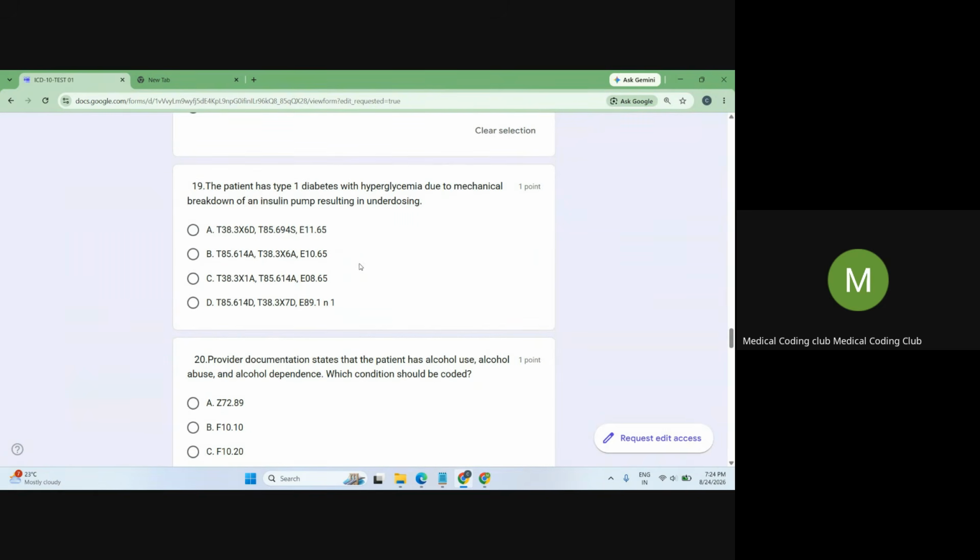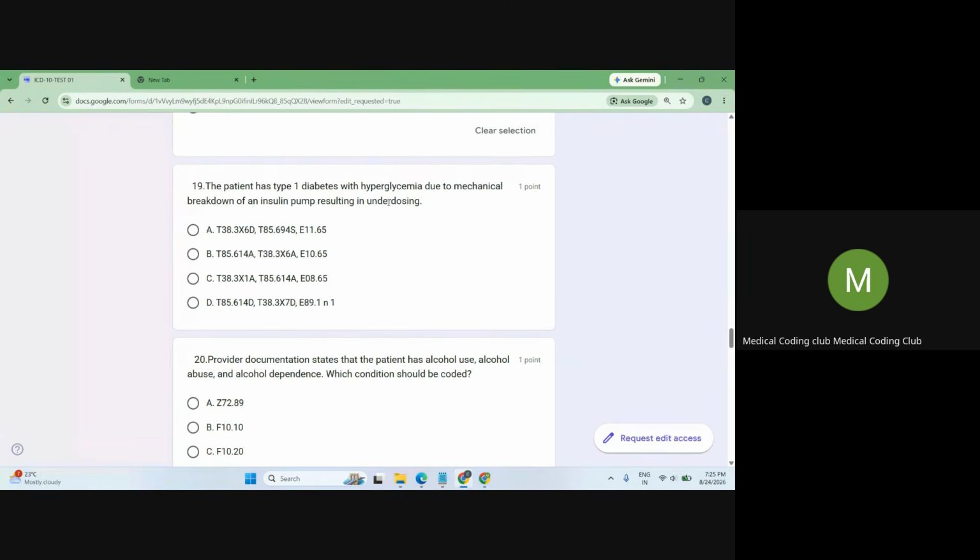So next we have, the patient has type 1 diabetes with hyperglycemia due to mechanical breakdown of an insulin pump resulting in underdosing. So this is again a coding guideline. Which coding guideline we need to apply here? Firstly, type 1 diabetes, so chapter 4 coding guidelines. Here, patient mechanical breakdown, so insulin pump malfunction, that particular coding guideline you need to apply. So patient resulted in underdosing.